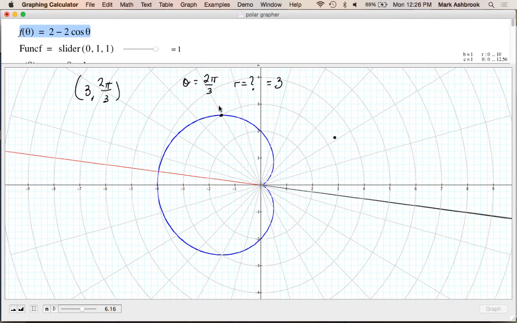How do we get the x and y? If we want to get that in terms of x and y, what do we do? I want to get the x and y coordinates. R cosine theta, R sine theta, right? R cosine theta, R sine theta.